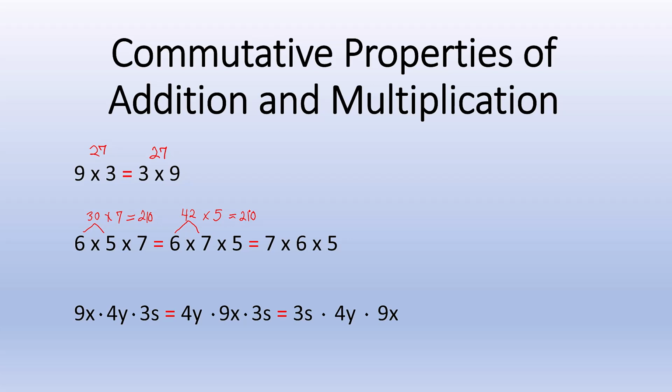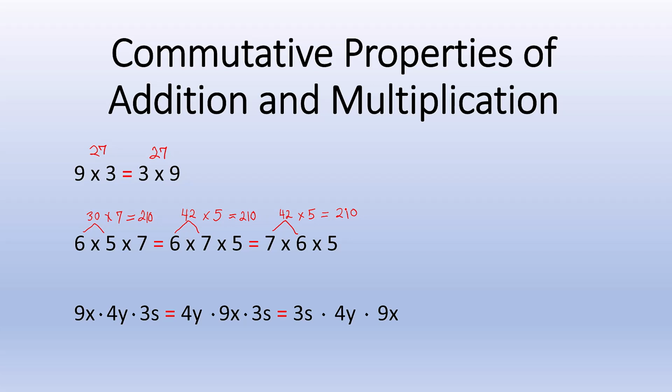Okay, now if you don't believe me, do it on a separate piece of paper just to make sure that I'm doing it correctly. In the last example, I have 7 times 6. 7 times 6 gives me 42. And 42 times 5, again, gives me 210.